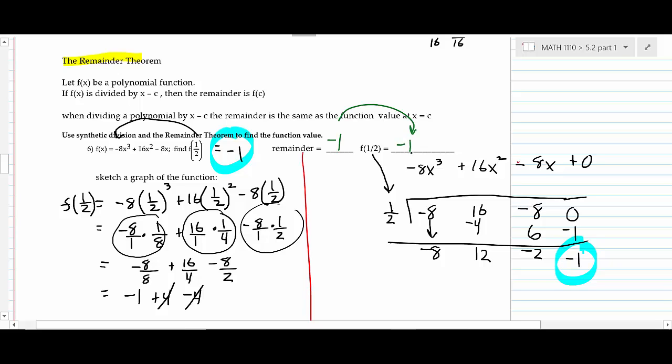Now, if you're on a test and I say evaluate f of 1/2 by the remainder theorem, you can't do it this way. That's not the remainder theorem. If I say do the remainder theorem, you do it this way. So you want to pay attention to that. The remainder theorem means you are dividing. I see students on tests do it that way. That was only to show you what the remainder theorem was. Everybody okay?